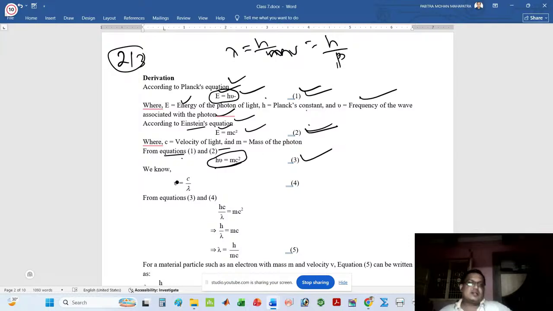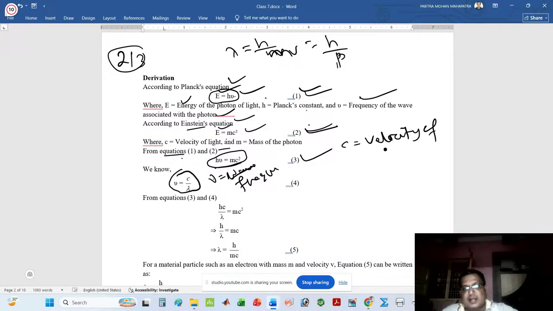Again, we know that nu is equal to c by lambda. Nu means frequency. C means velocity of light. And lambda means your wavelength. Clear?